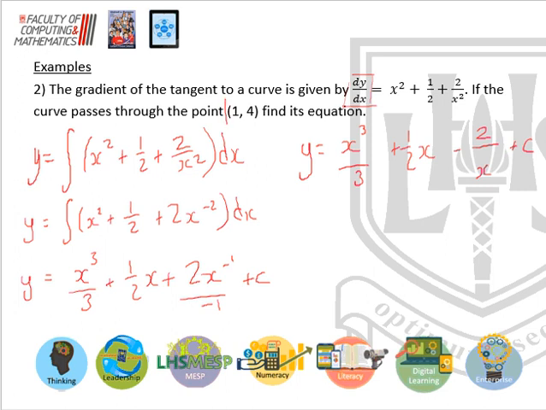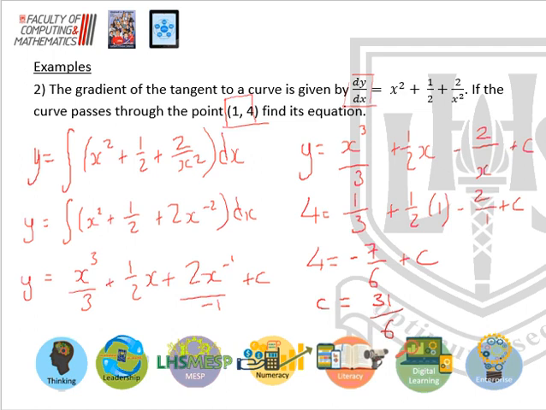Okay, so then we've got a bit of information to find out c. From any point, we know we can take an x and a y value. So y is equal to 4 when x is equal to 1. And then we can solve that equation. So 4 equals a third plus a half minus 2. Okay, so you just need to calculate that. So 4 is equal to minus 7 over 6 when you complete that sum, plus c, which means c, adding 7 over 6 onto both sides, is 31 over 6.